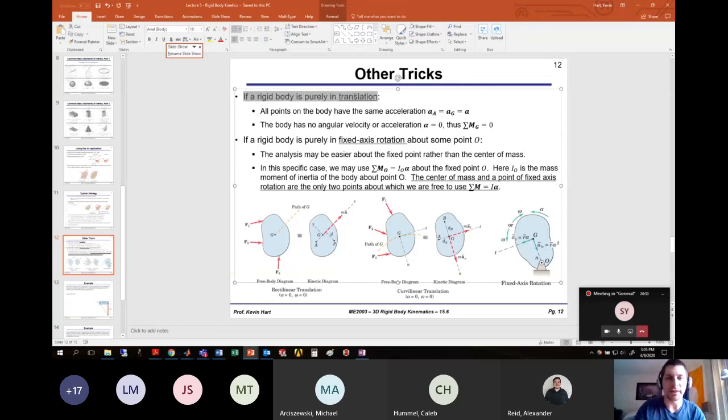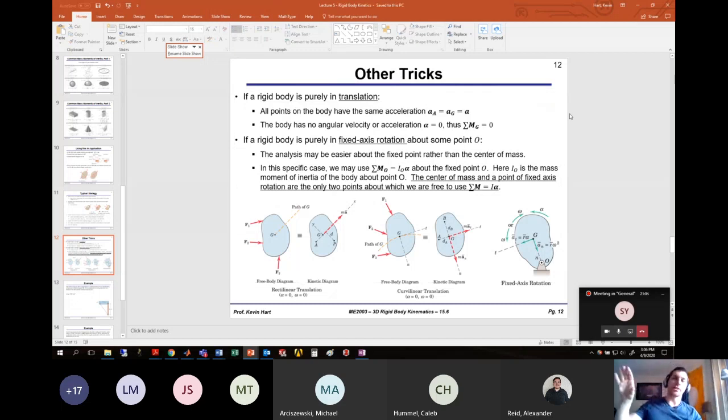So if your rigid body is purely in translation, there are some things that we know from our discussion about what translation is. Remember, translation is all points on the body following parallel paths. So that is curvilinear motion, or you might just have rectilinear motion, which is just linear motion. If that is your type of motion, then all points on the body have the same acceleration. We talked about this with the kinematics: if you know the acceleration of one point on the body, you know the acceleration of all points on the body.